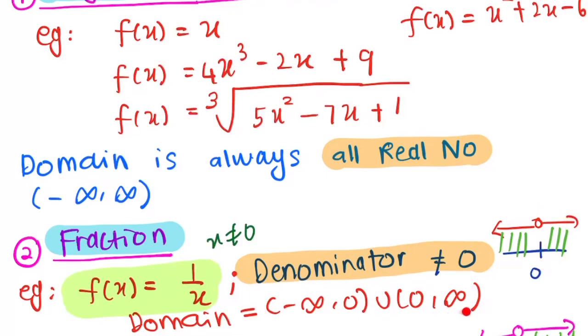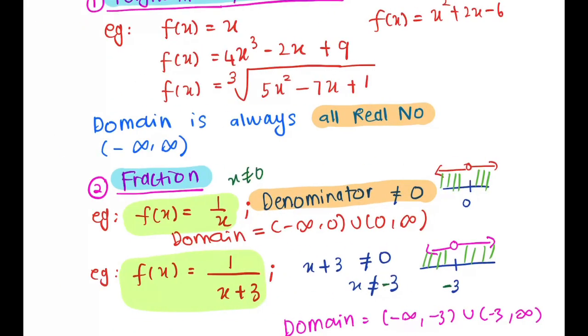For the next question, let's take the denominator. Because you have a fraction, the denominator cannot be equal to 0. Therefore, let's bring 3 here. Then x cannot be equal to negative 3. So just draw a number line. This is all real numbers, but you must make a hole at minus 3. So your answer is from minus infinity until minus 3, union minus 3 until infinity.